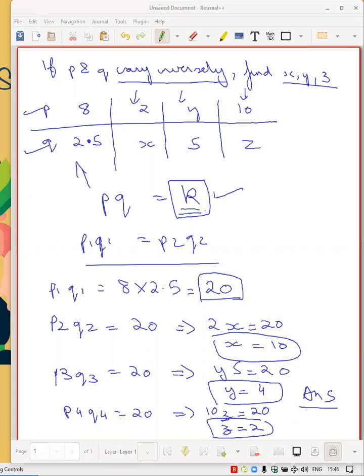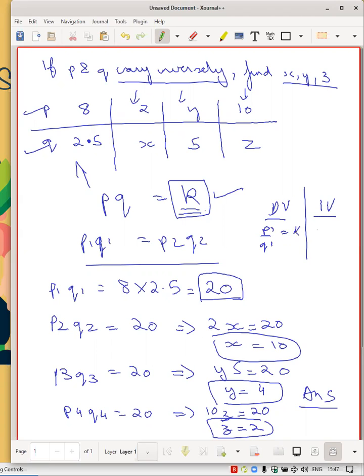Sarah, is it clear? Yes, sir. Siddhant Garve, is it clear? This is the same principle as direct variation. Only difference is, in direct variation we did P1 upon Q1, which was K, whereas in inverse variation, we are doing P1 into Q1, which is equal to K. That's the only difference between direct and inverse in the method of solving. Rest, everything will be the same. Siddhant Garve, is this clear?